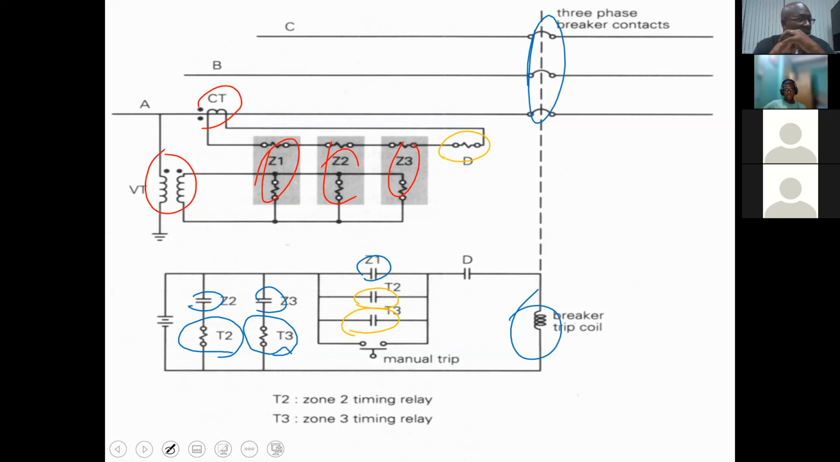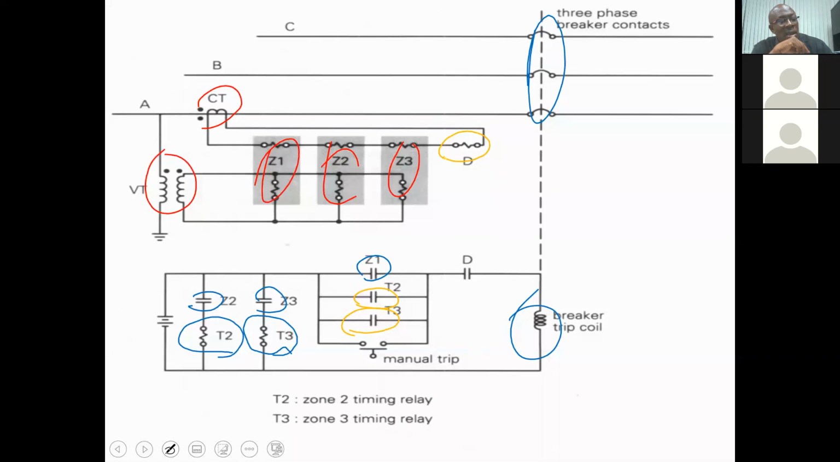Any other questions on what I just said? Sir, the Z2 and the Z3 that you circled in blue, can you go over just one of them? I realize that they're connected in shunt to the power source, and to me that looks like a short circuit. What they are doing is energizing the timer.